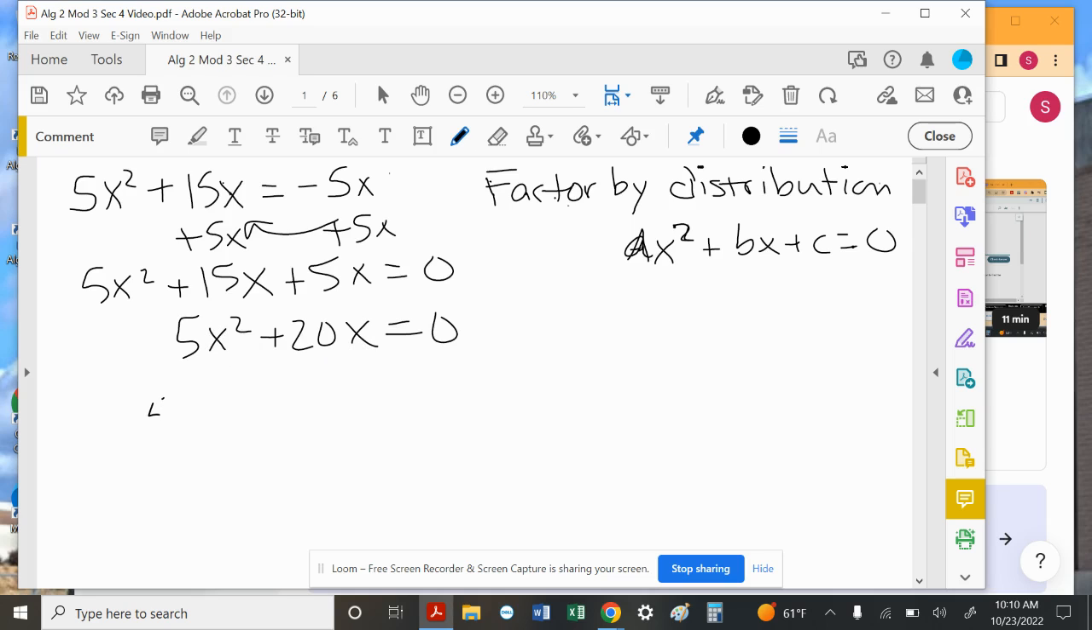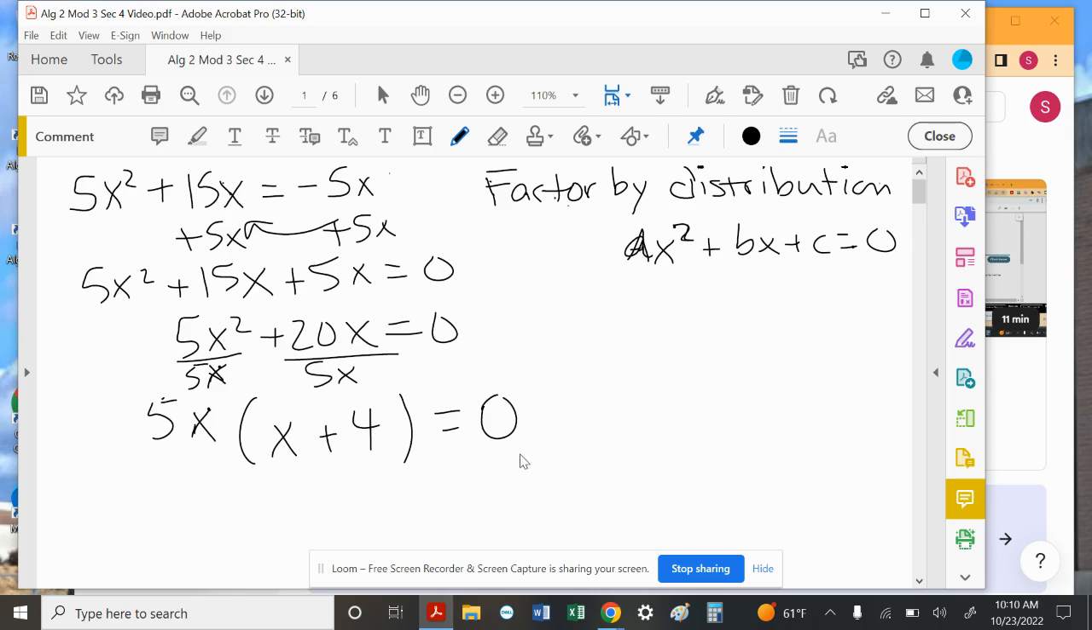Well, a 5 goes into both 5 and 20, and an x goes into x squared and x. So what I'm essentially doing is dividing everything by 5x. So I take out a 5x. If I do the division, I'm left with only an x because the 5's cancel and one of the x's cancel. I divide here, I get a 4, and the x's cancel. That still equals 0. I want to keep that equal 0 there.